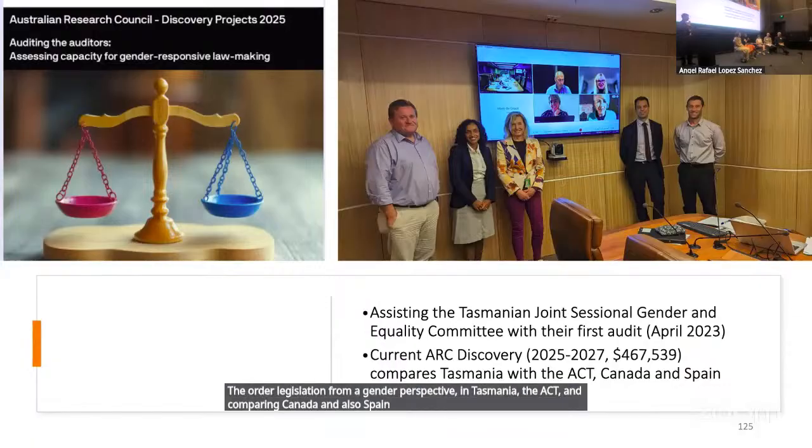And I think what excites me about this project is to be able to bring some of the best practices from Spain to the English language literature, because there's a real tendency for Anglophone scholars and legislators to overlook what's happening in Spanish-speaking jurisdictions. Thank you.